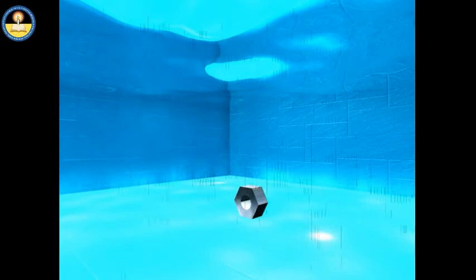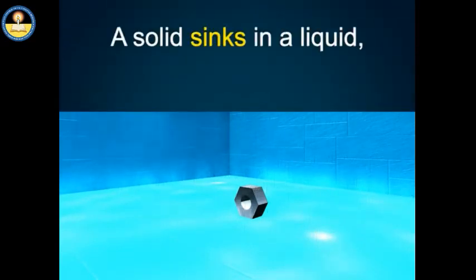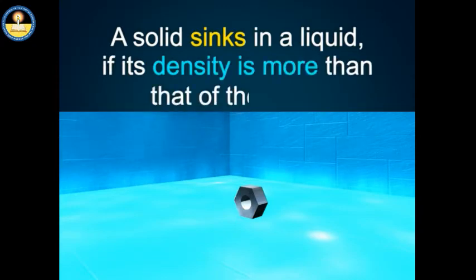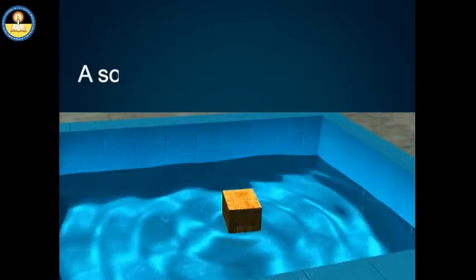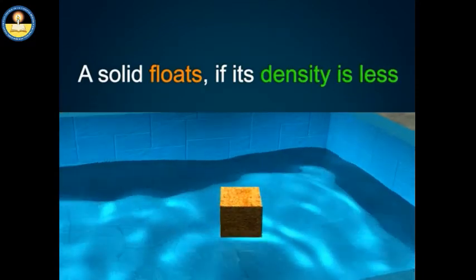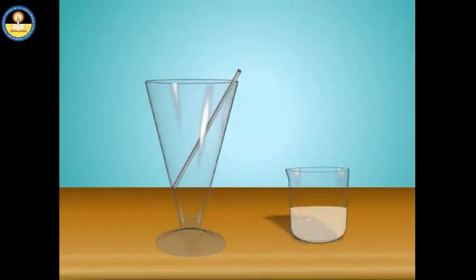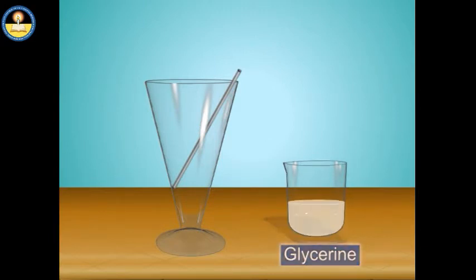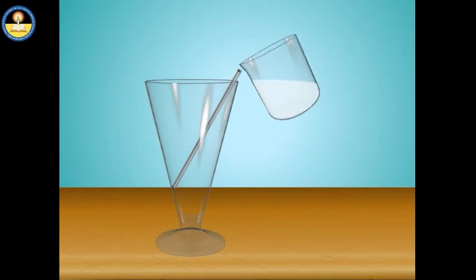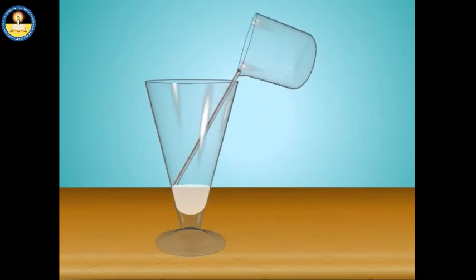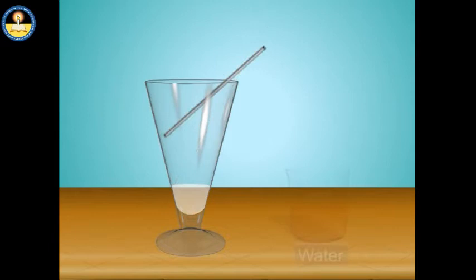As a rule, whenever a solid is kept on the surface of a liquid, it sinks if its density is more than that of the liquid and floats if its density is less. Let's compare the densities of different liquids. Pour some glycerine in a tumbler with the help of a glass rod. Next, pour some colored water in the same container very slowly, again along the glass rod.